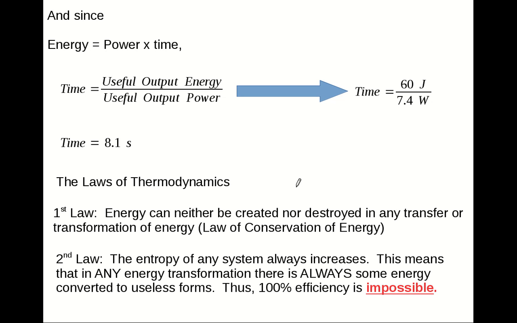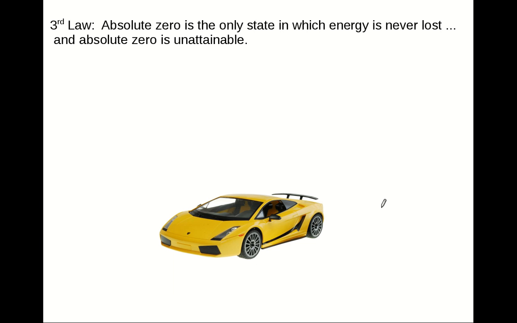In order to have matter organized into structures, solids, and liquids, and even gases, there has to be a certain amount of energy. As the system loses energy, then it becomes more and more disorganized. And so we say that the entropy increases. The third law of thermodynamics tells us that absolute zero is the only state in which energy is never lost, but absolute zero can never be attained.